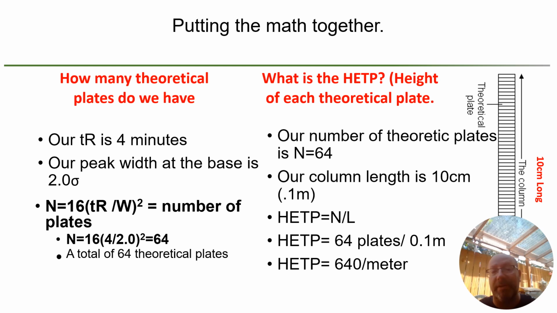So we've got 64 theoretical plates across 10 centimeters, which is 0.1 meters. So if we just do simple math, 64 plates divided by 0.1 meters is 640 plates per meter.